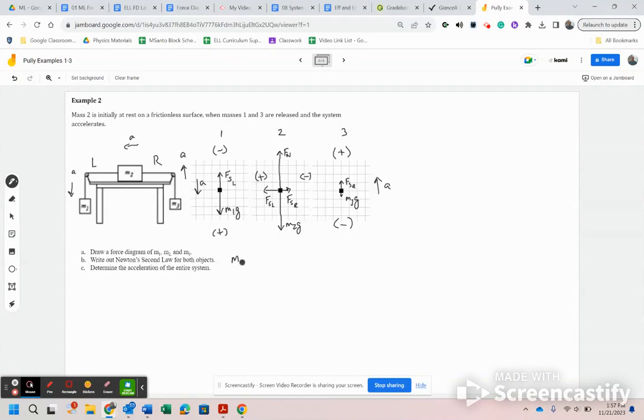So here we have M1G minus the force of the string on the left-hand side over M1 is equal to the acceleration. That's for object 1. For object 2, we have the force of the left string minus the force exerted by the right string over M2.